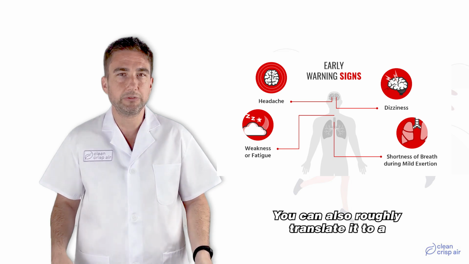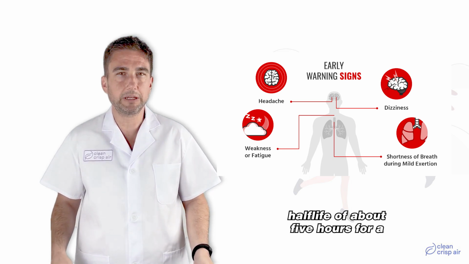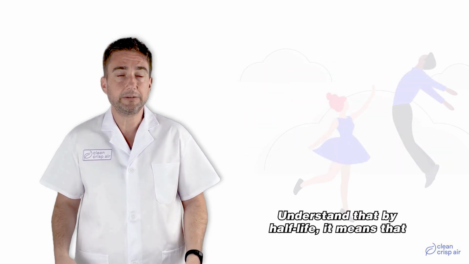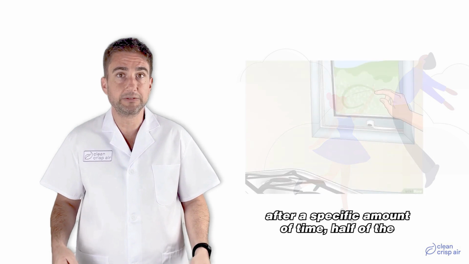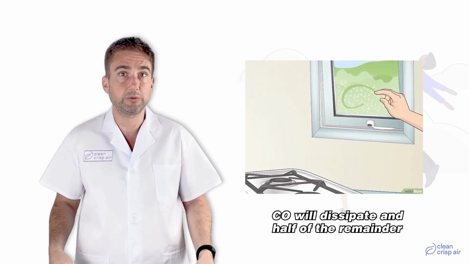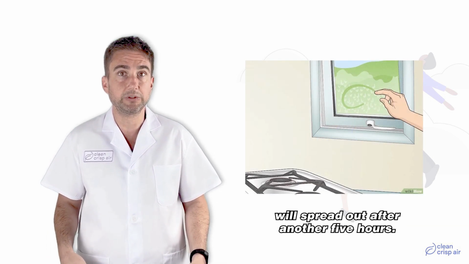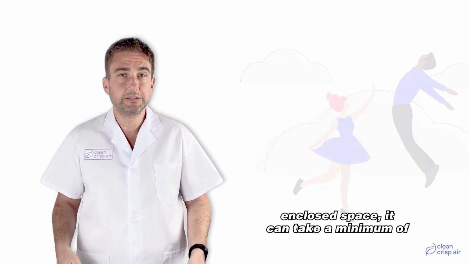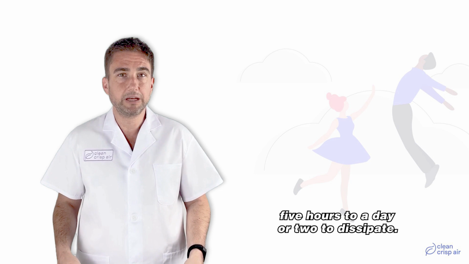You can also roughly translate it to a half-life of about 5 hours for a well-ventilated room. Understand that by half-life, it means that after a specific amount of time, half of the CO will dissipate and half of the remainder will spread out after another 5 hours. So depending on how much CO is in an enclosed space, it can take a minimum of 5 hours to a day or two to dissipate.